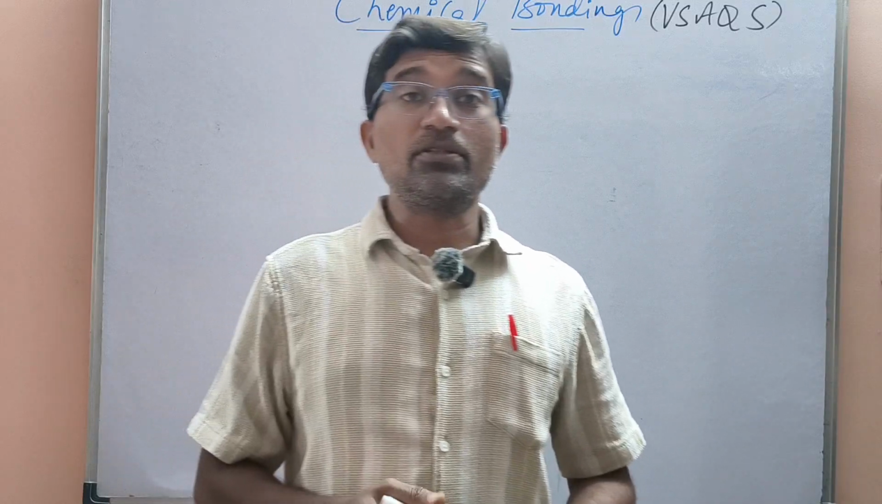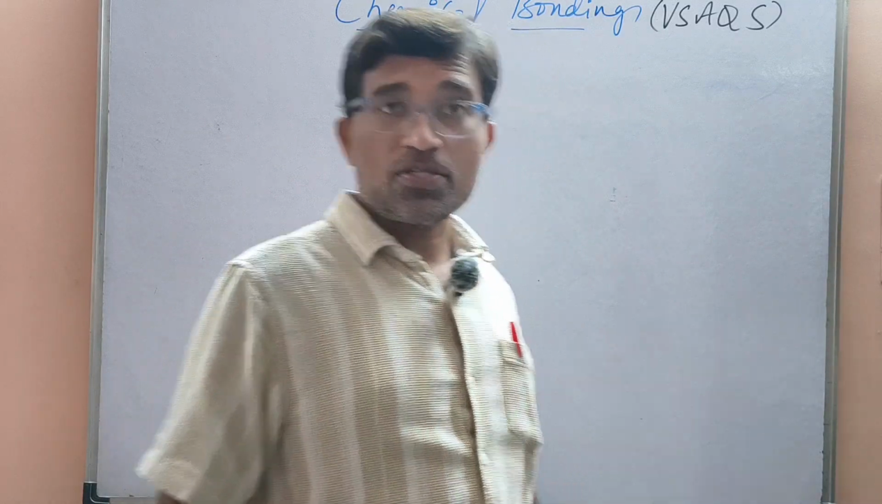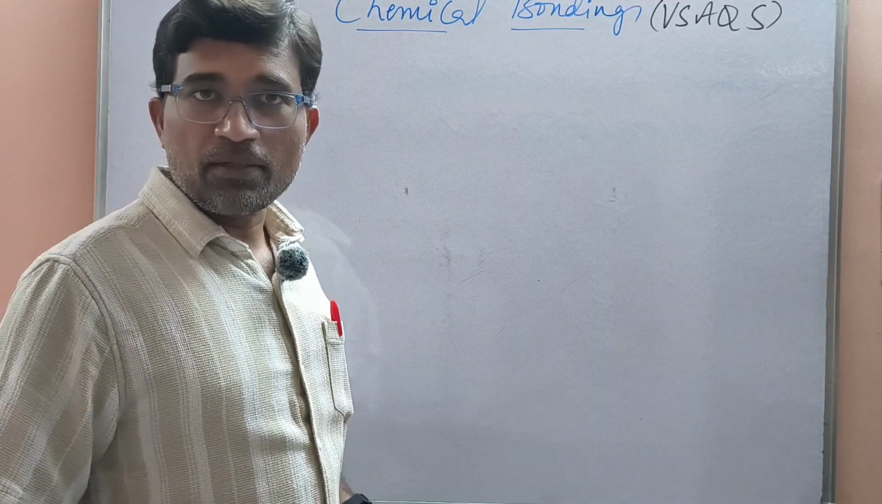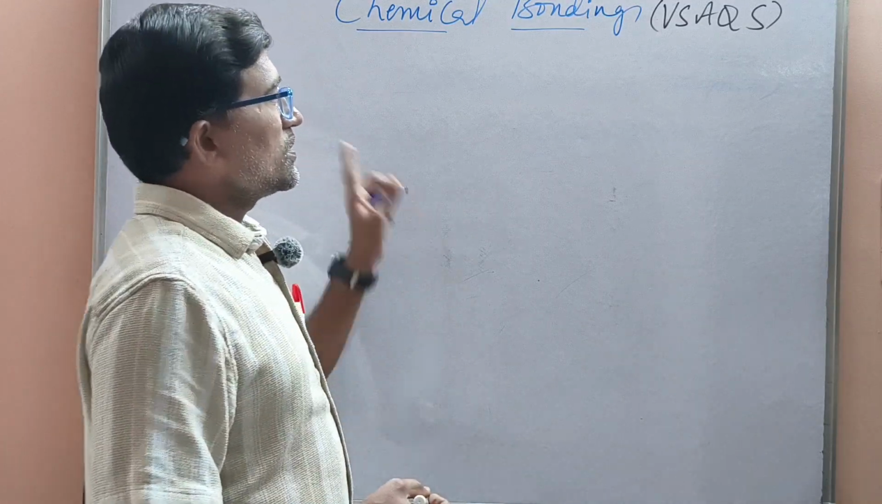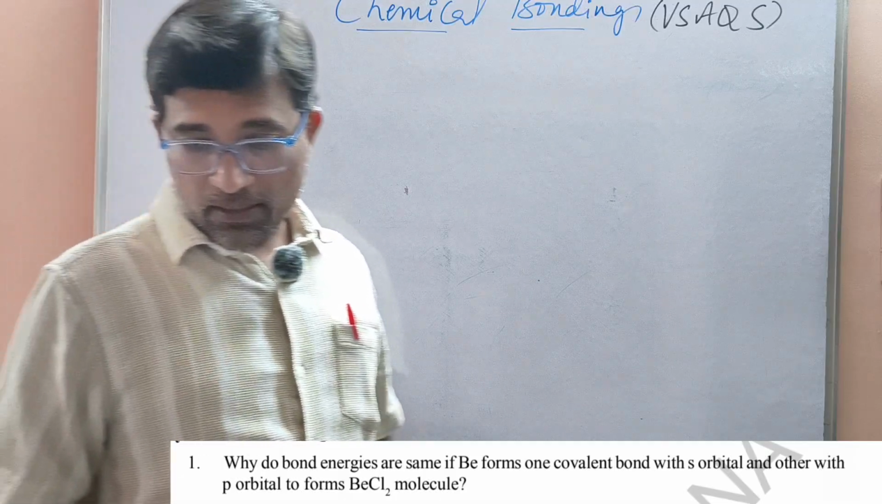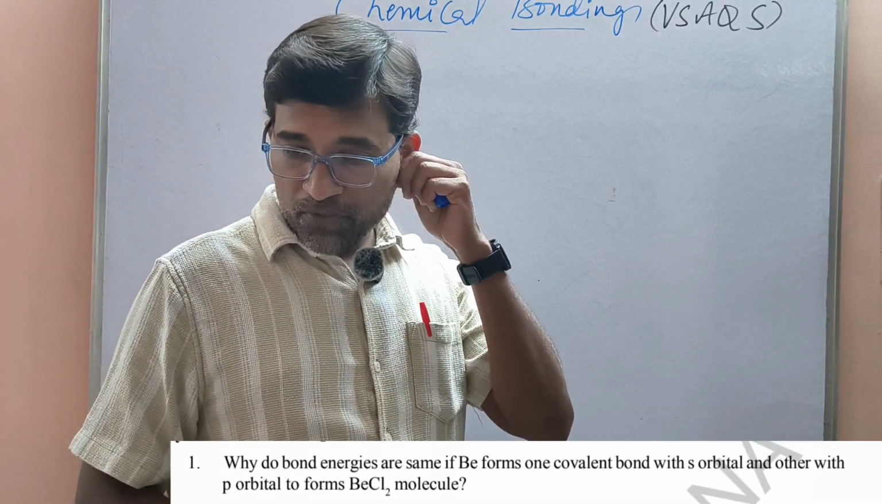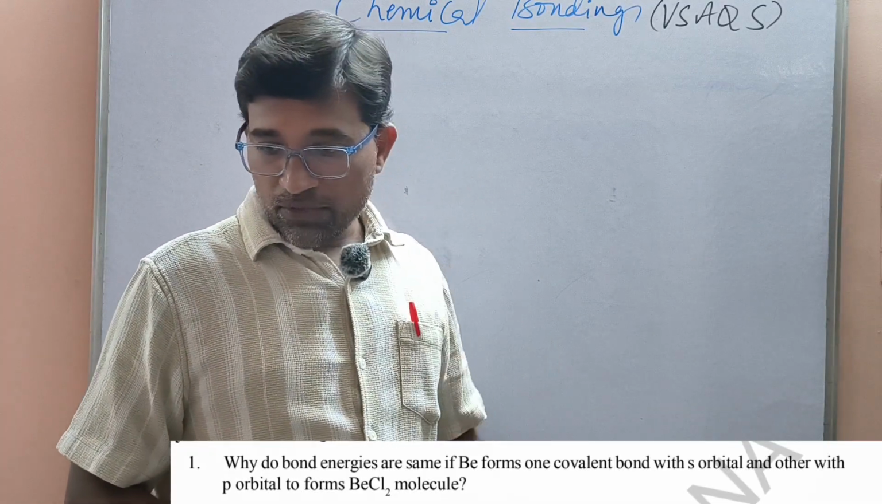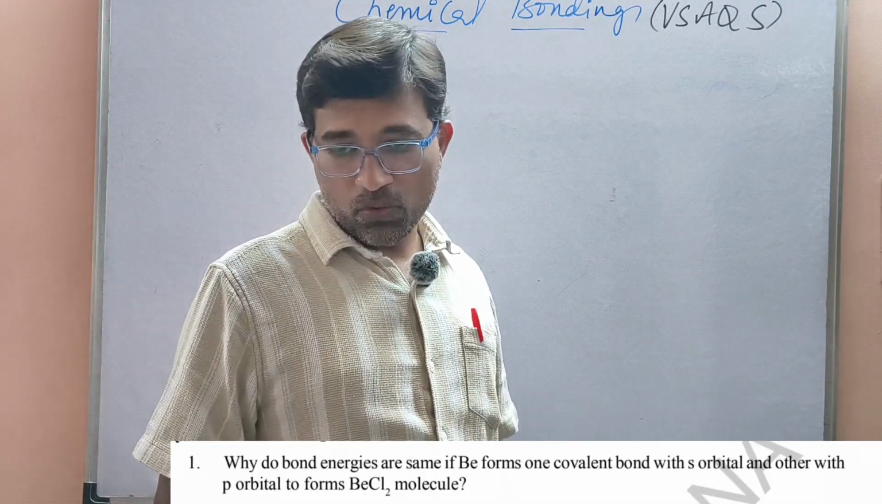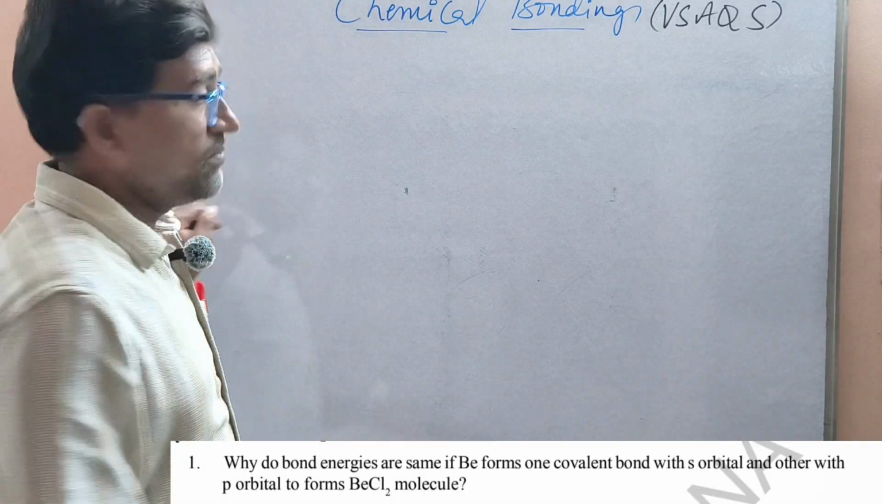Hi students, today we are going to discuss very short answer questions of the chapter Chemical Bonding from Abhyasa Deepika. The first question is: why are the bond energies the same if beryllium forms one covalent bond with the s orbital and the other with the p orbital to form the BeCl2 molecule?